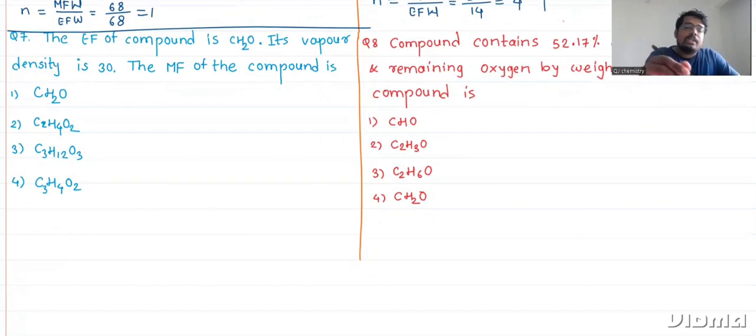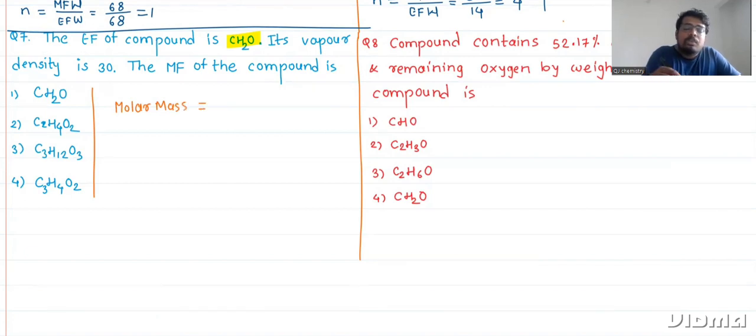Now next question, question number 7. Empirical formula of a compound is CH2O and its vapor density is 30. The molecular formula of the compound is, right? Now we know the relation between vapor density and molecular formula. So molecular formula weight or molar mass, we know the relation between molar mass and vapor density.